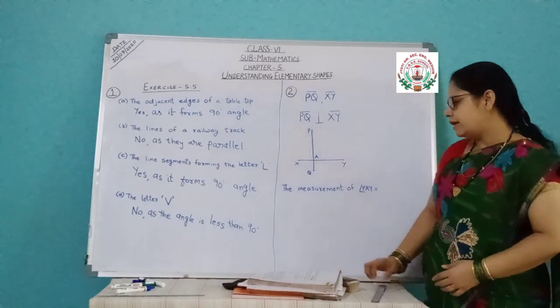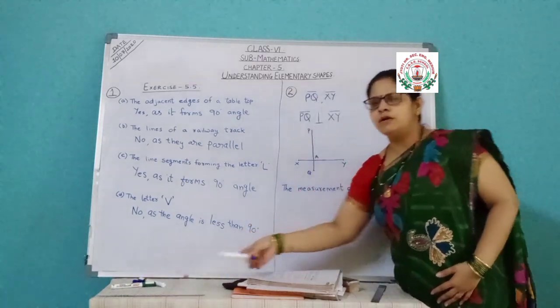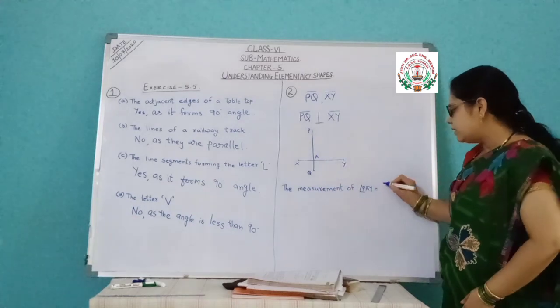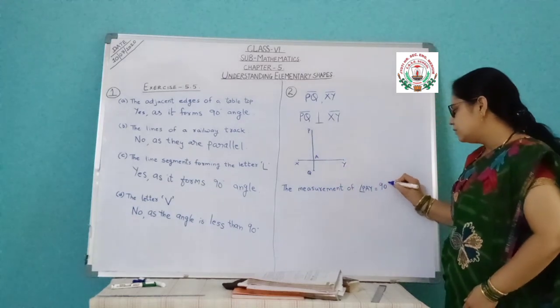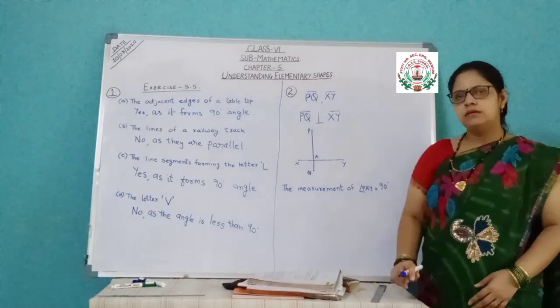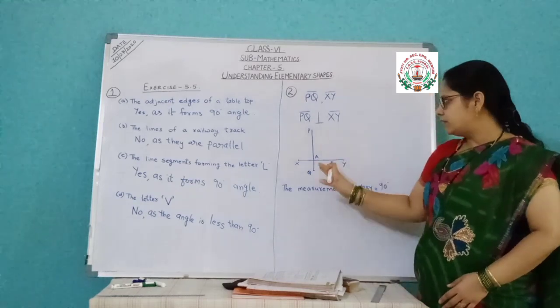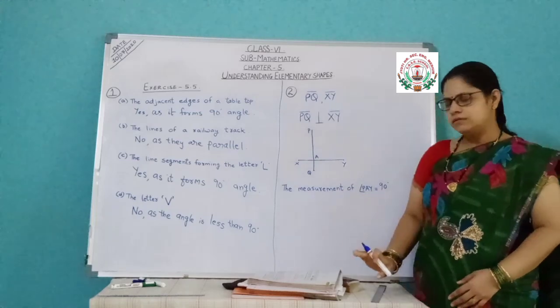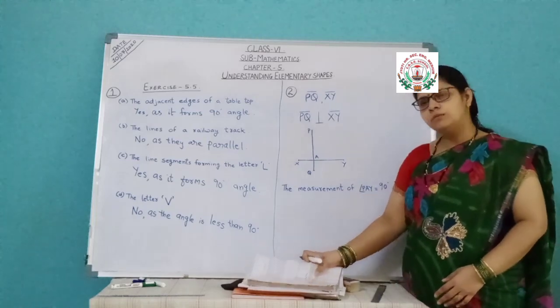So what will you write? What is the measurement of this angle PAY? Measurement of angle PAY is 90-degree. Only this much you have to write, nothing else. Since they are perpendicular, the measurement is 90-degree. So this completes question number 2.